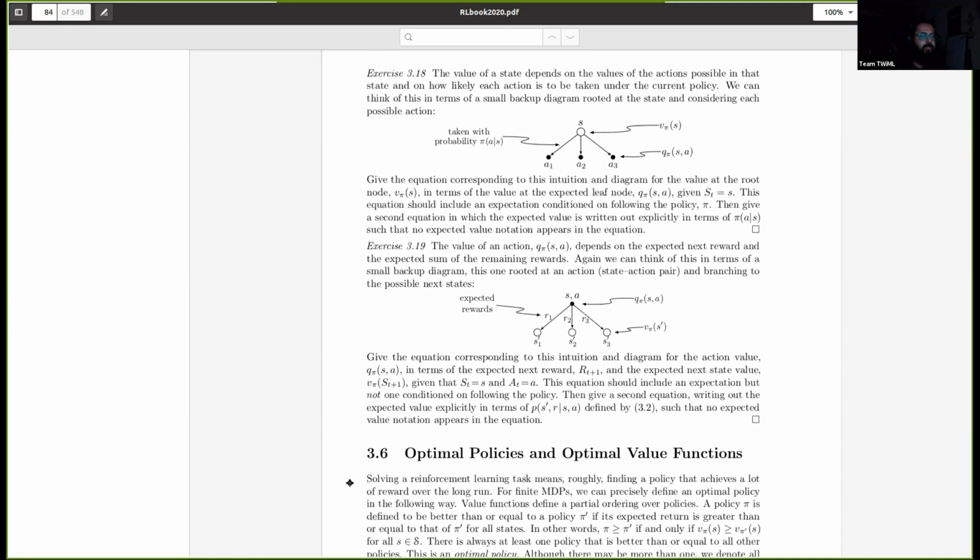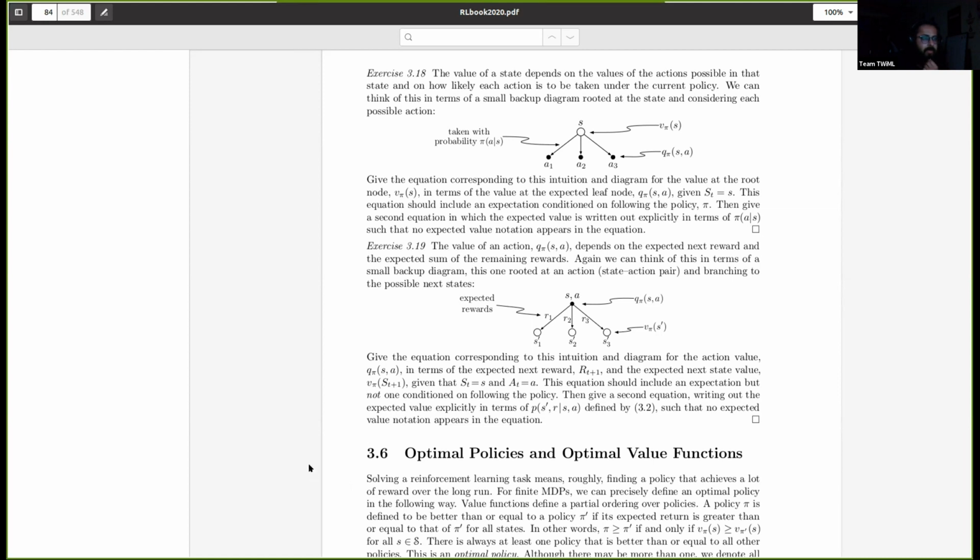But here, with respect to the rewards, R1, R2, and R3, we have 4 parameters that form our MDP. So this can be branched into a couple of equations, I think. And in exercise 3.19, it gives an intuition of what our equation should look like: Q pi of s, a, in terms of the expected next reward R_{t+1}.